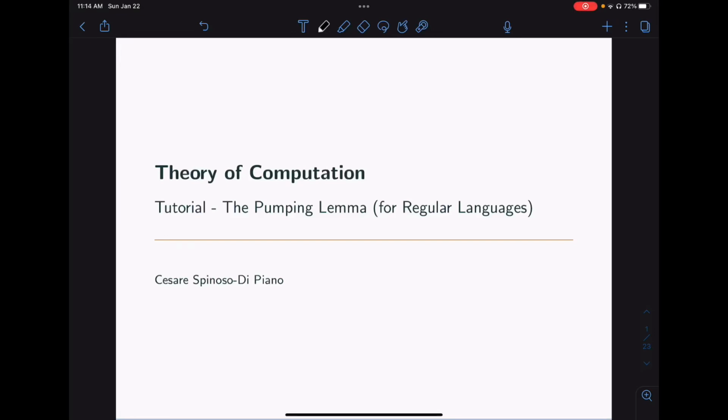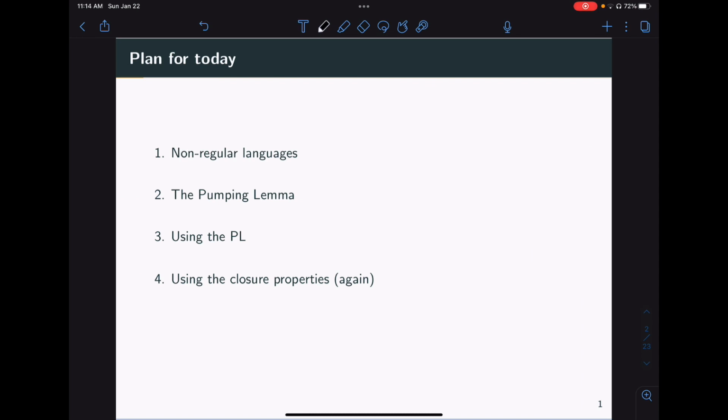Okay, hello everyone, and welcome back to this tutorial series on the theory of computation. In this video, we'll be discussing non-regular languages. To do that, we're first going to introduce intuitively what a non-regular language has to look like. Then we're going to introduce two main methods for proving formally that a language is not regular.